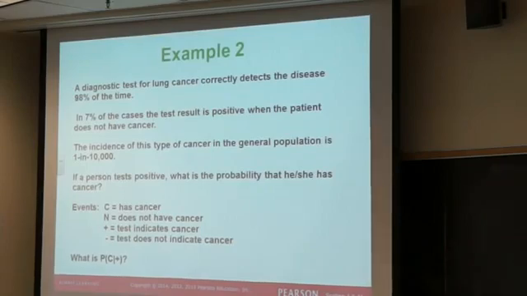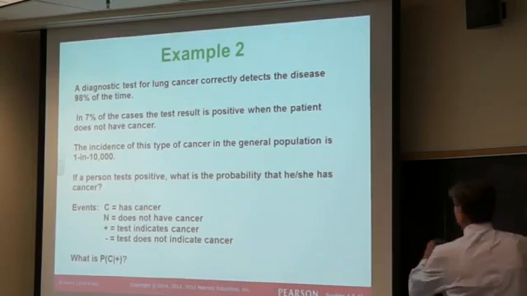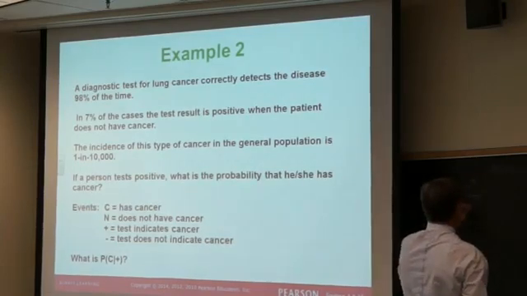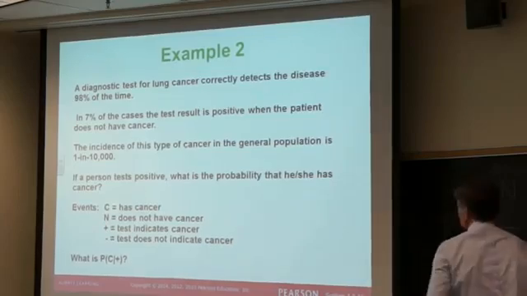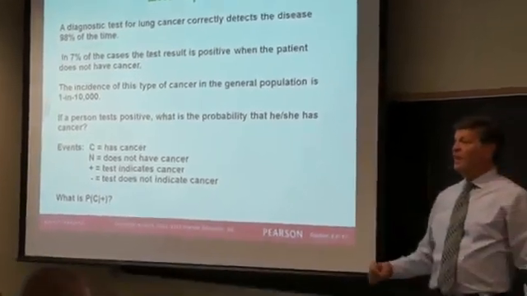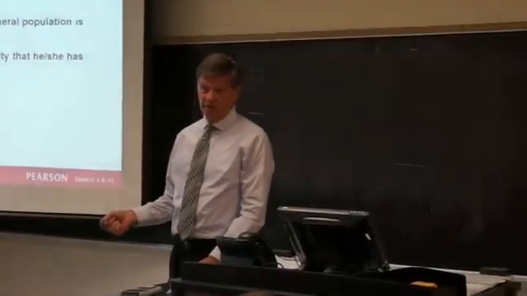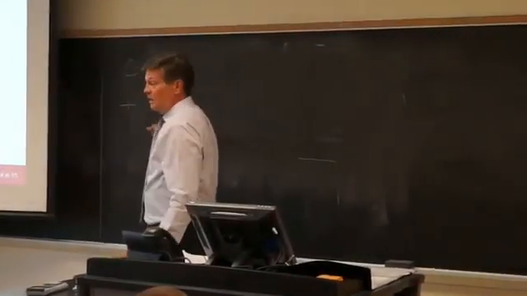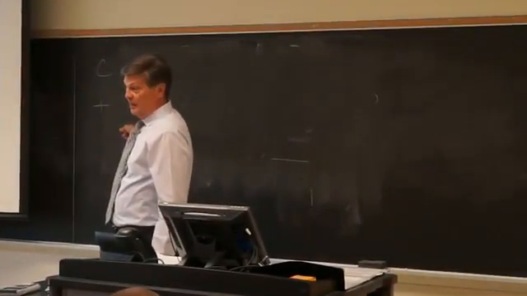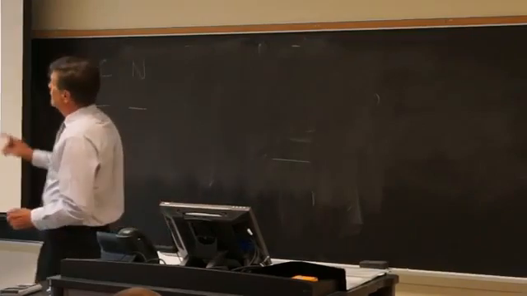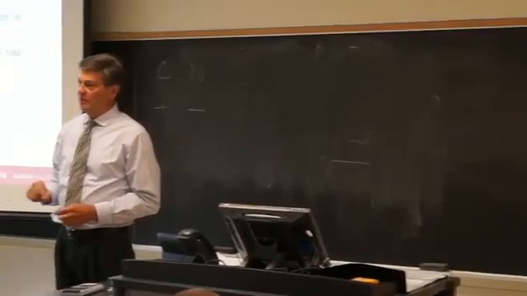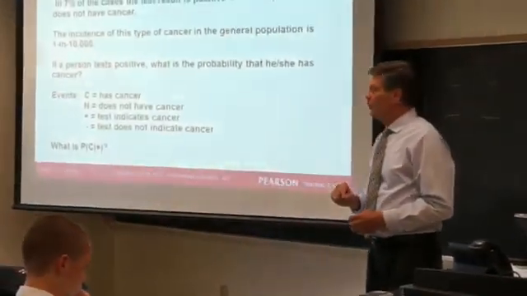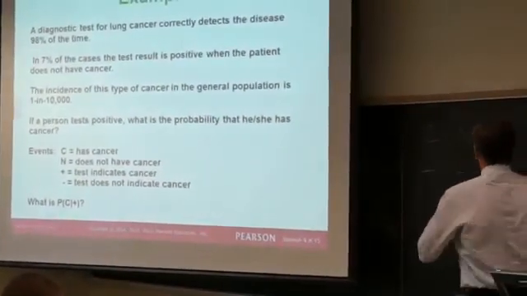And we need to get our symbols and our events here. So I'll say C is the event you have cancer, N is the event you don't, plus is the event that the test indicated cancer, and minus is the event that the test did not indicate cancer. That first sentence, translate that into a probability expression for me. How would we write that given these events?